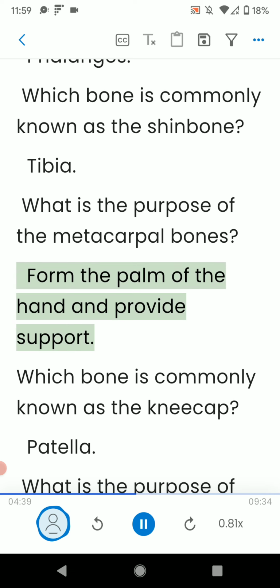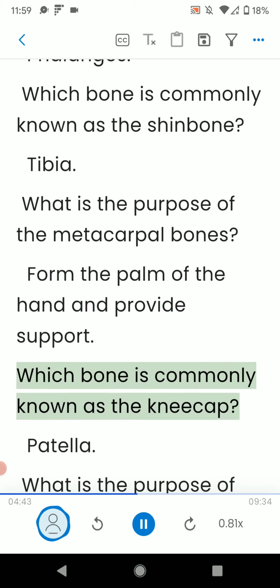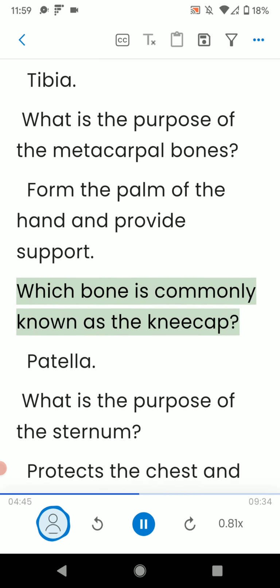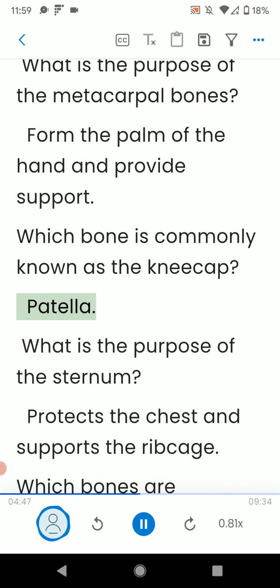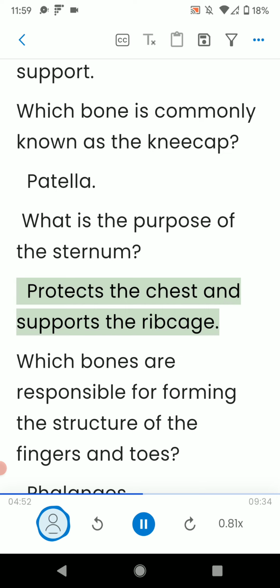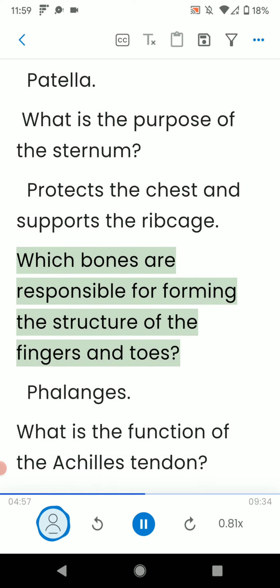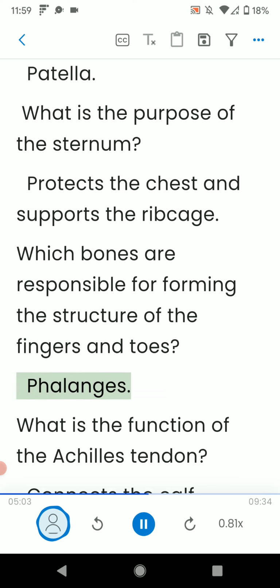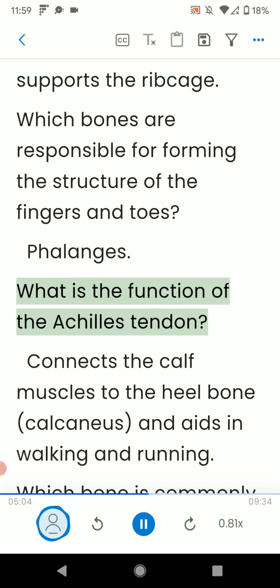Form the palm of the hand and provide support. Which bone is commonly known as the kneecap? Patella. What is the purpose of the sternum? Protects the chest and supports the rib cage. Which bones are responsible for forming the structure of the fingers and toes? Phalanges. What is the function of the Achilles tendon?